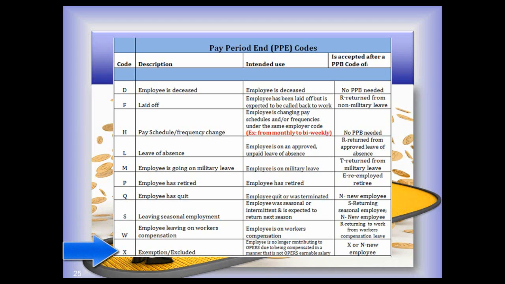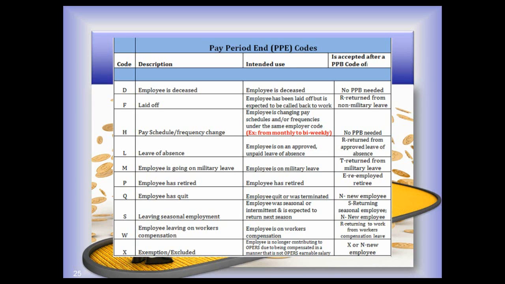And the final pay period end code is X, exemption excluded. The employee is no longer contributing to OPERS due to being compensated in a manner that is not OPERS earnable salary. On occasion, employers will need to report both pay period begin and pay period end codes for a single employee for the same reporting period. When this situation occurs, employers should list the employee twice. The reporting periods, along with their respective codes, should appear in chronological order. For example, an employee quits and is rehired within the same pay period. Or an employee changes pay frequency within the same monthly report.